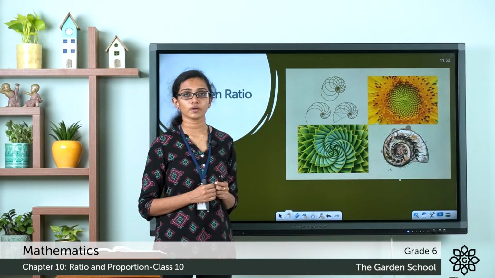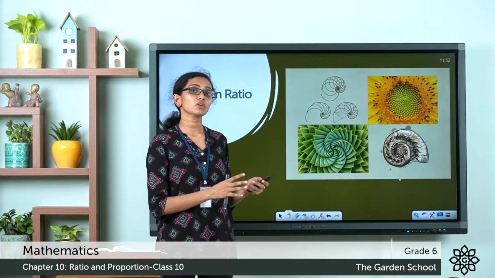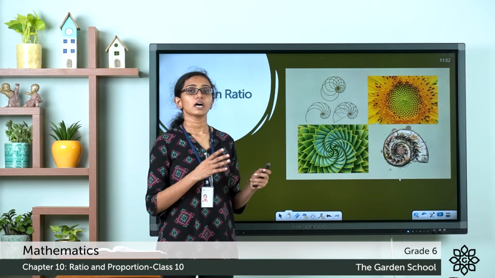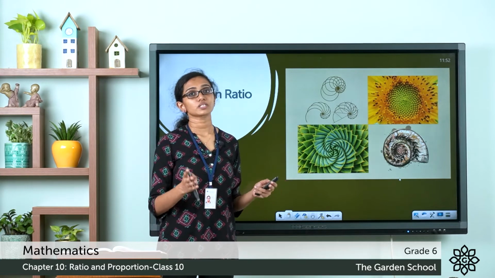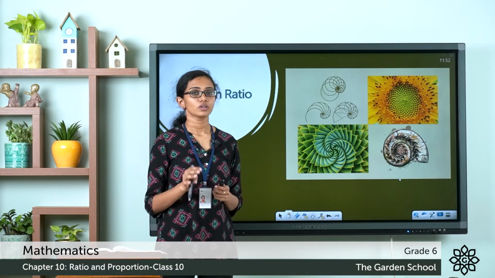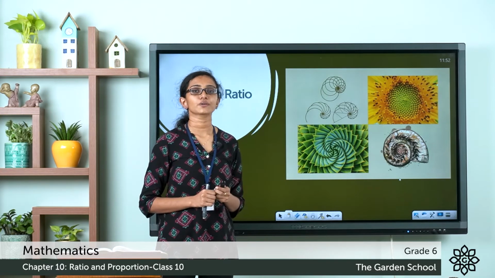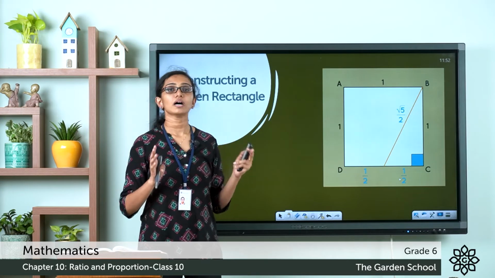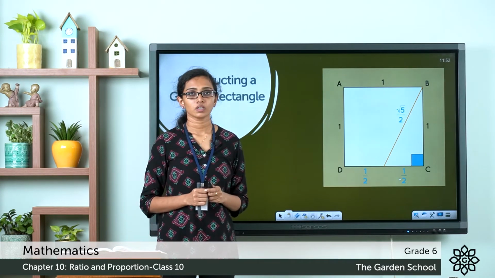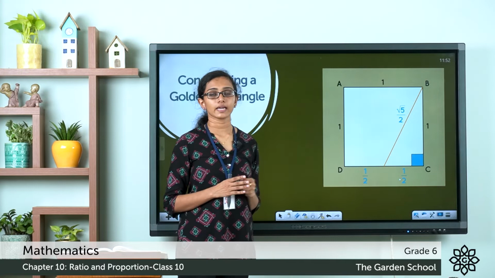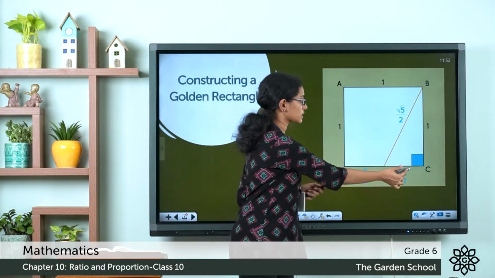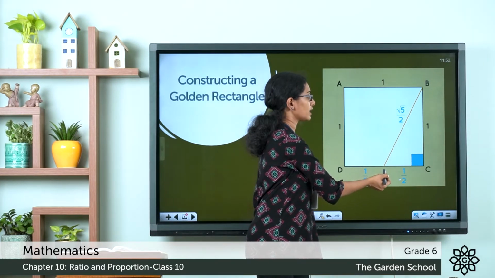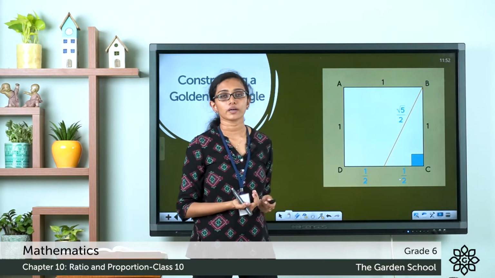These are some formations that you can observe in nature, and these follow the golden ratio, and they seem to be symmetrical as well. Now, there is something called the golden rectangle, a rectangle whose dimensions follow the golden ratio. Let's see how we can construct a golden rectangle. The first step is to draw a square with unit sides, that is, all the sides will be of unit length. Now, take any one side like this one.